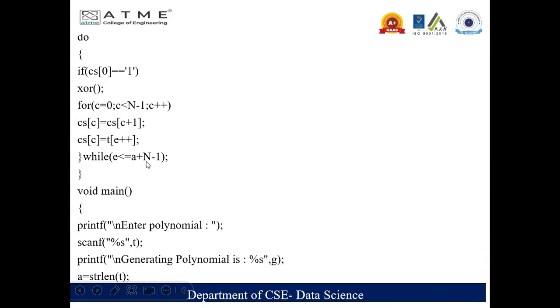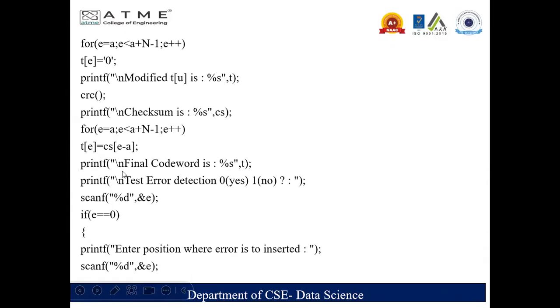This will repeat until all the bits, including the n minus 1 appended zeros, are processed. That is, till all the values in the main data are processed. So this loop will run and perform the XOR operation till it finds the remainder. Once the remainder is found, it comes back after the CRC function. Once the CRC function is completed, it is going to print the checksum.